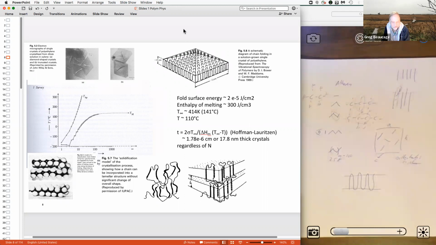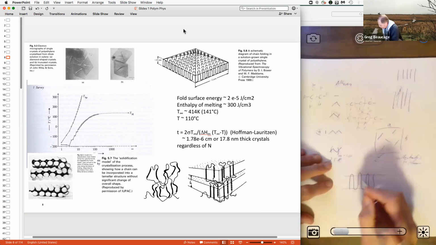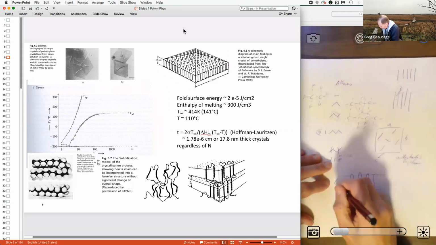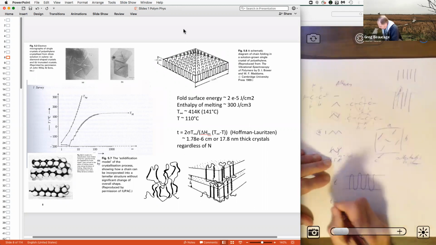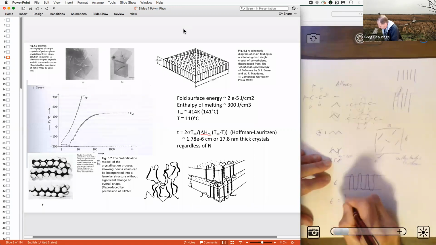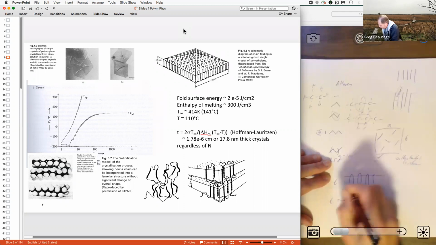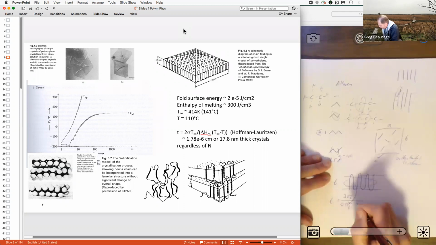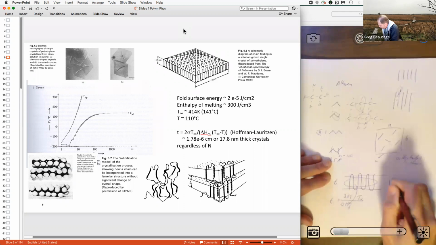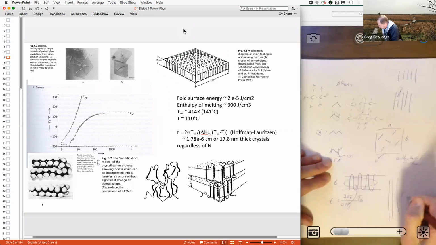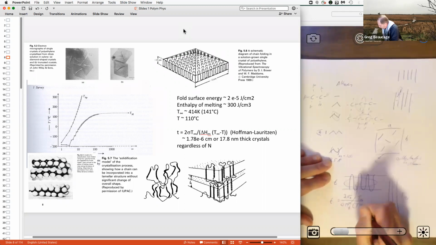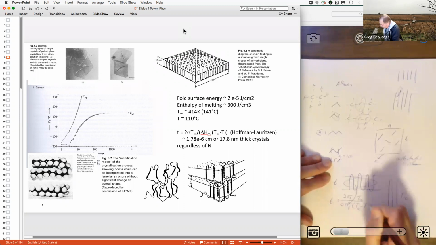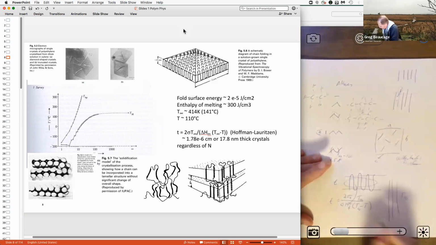So the melting point is going to depend on the thickness of the crystal. The thickness is related to the energy of that fold. There are 2 surfaces, so it's 2 times that fold energy, and then delta H of fusion for the bulk part. Then T infinity, the melting point of a fully extended crystal, minus the actual temperature where it was crystallized. This is called the Gibbs-Thompson equation.